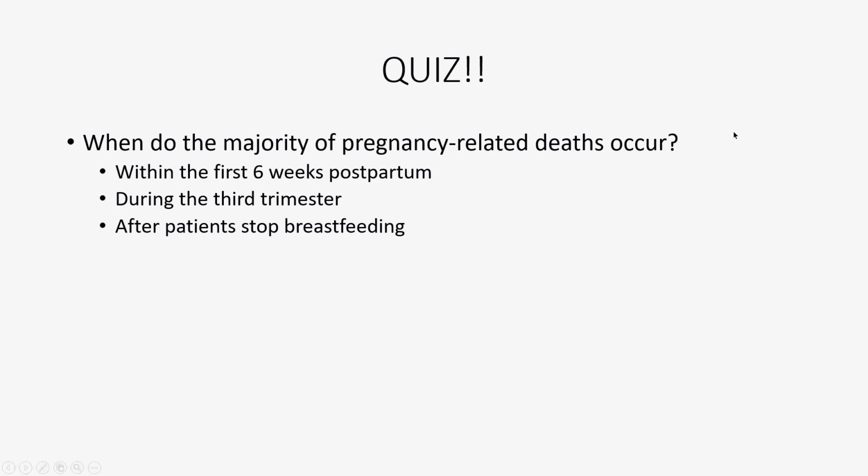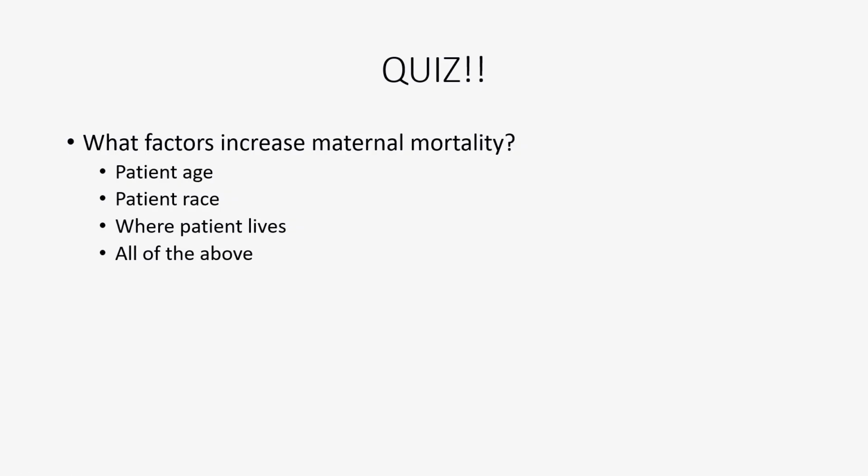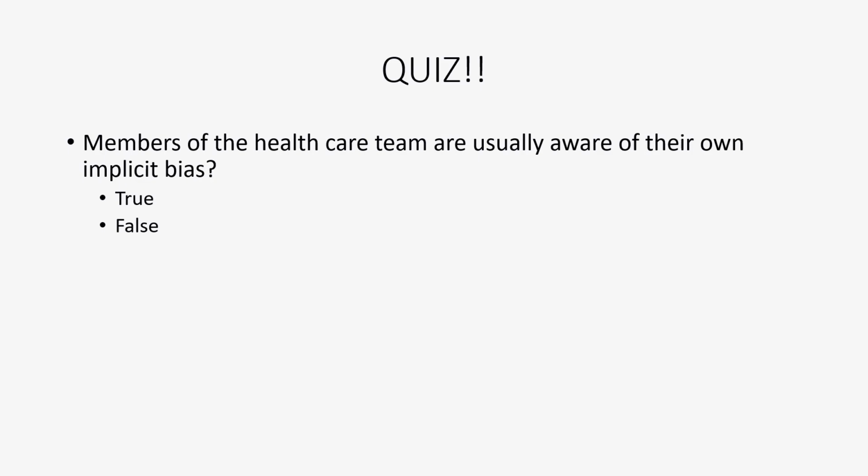I think this is supposed to say during pregnancy and within the first 6 weeks postpartum, but I may have typed too fast. But anyway, so within the first 6 weeks postpartum, during the 3rd trimester, or after a patient stops breastfeeding. Okay, let you mull on that for 2 seconds. And we'll go to the next slide. Next question is, what factors increase risk of maternal mortality? The patient's age, patient's race, where a patient lives geographically, or all of the above. And we'll go to the next slide.